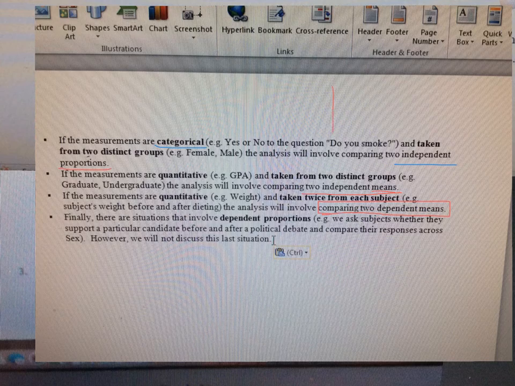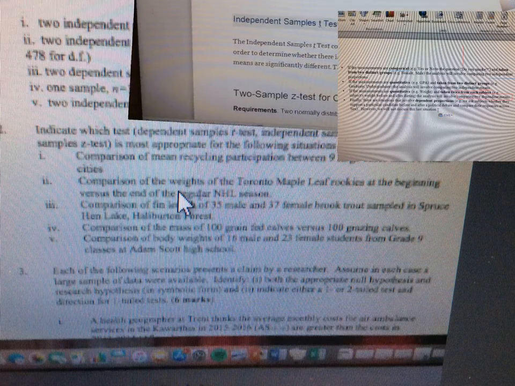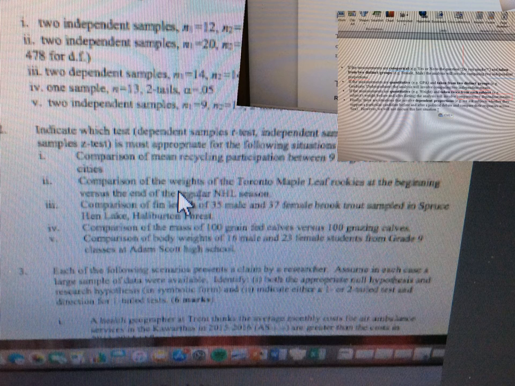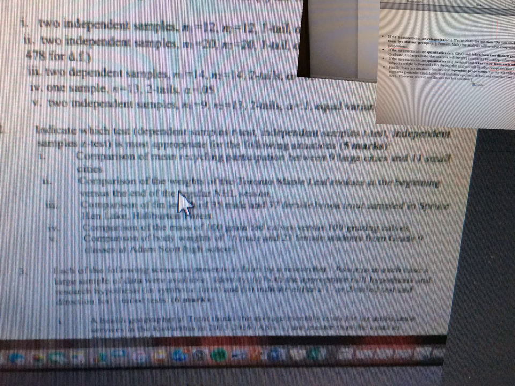questions. So if we go back to your questions and we use all of this information to try to analyze the questions that they're asking here in each of these examples. So let's look at the first one.